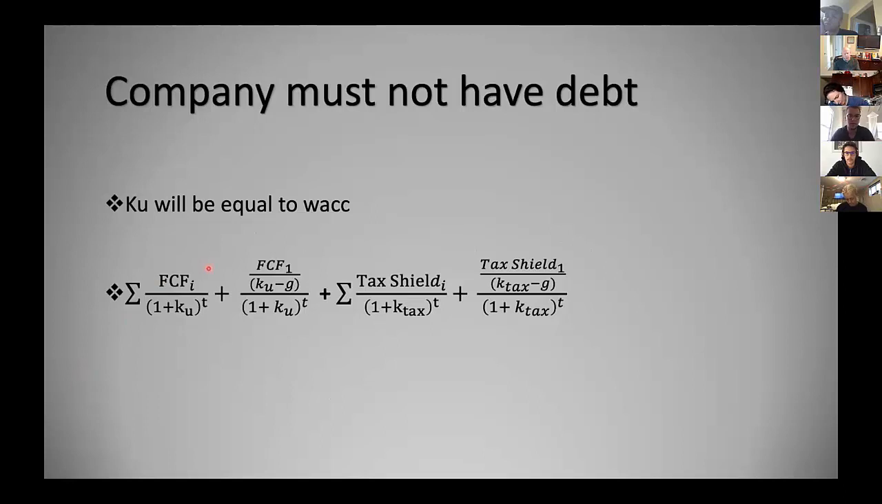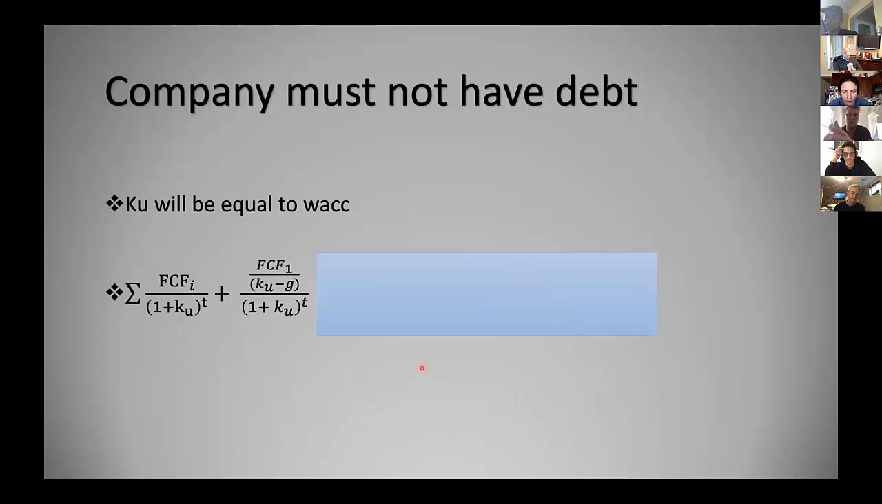So here is the APV equation that we saw earlier. Now let's say we don't have any debts, so we don't have any interest expenses. So we have this equation now. And as I told you, now KU is equal to WACC, so we can change this equation to that one. That one is the free cash flow model.